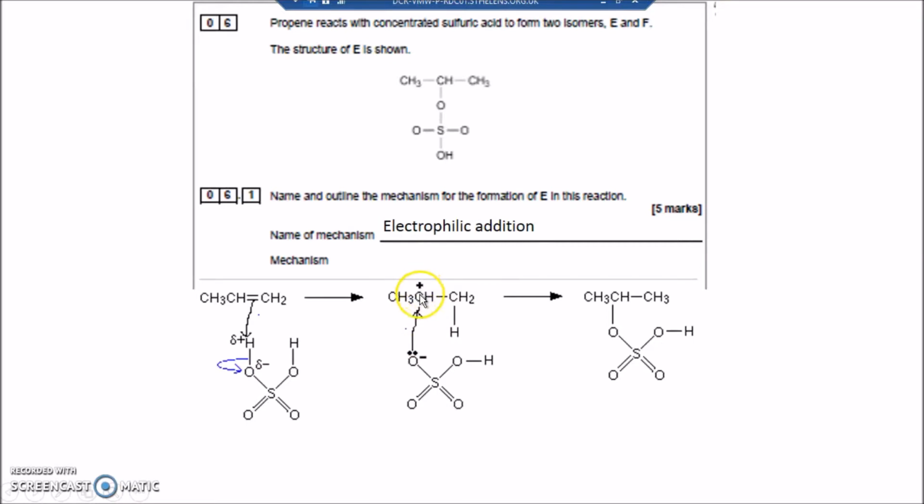The plus charge disappears. That goes because I've got an arrow coming onto the plus charge. So if an arrow comes onto a plus charge, it removes the plus charge, and if an arrow goes away from something with a minus charge, it removes the minus charge. So that's then the answer there, and that's the major product formed because this hydrogen goes onto the carbon with most hydrogens. We'll explain why that happens in the next part of the question.